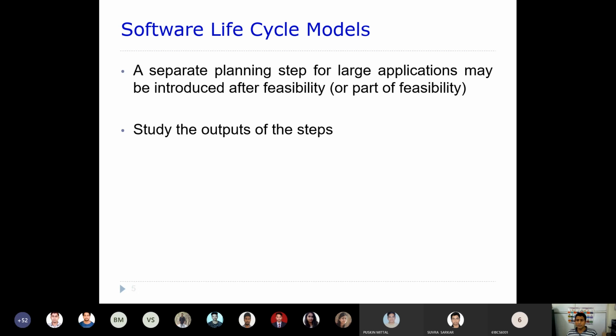Now, there can be a separate planning step. If you are going to develop a large project, you can introduce a separate planning step, apart from the steps that we discussed in the previous slide. It can be a separate step after the feasibility study phase, or you can keep the planning step as part of the feasibility study phase. Then we study the output of the steps, that is, the output that comes from each and every phase.